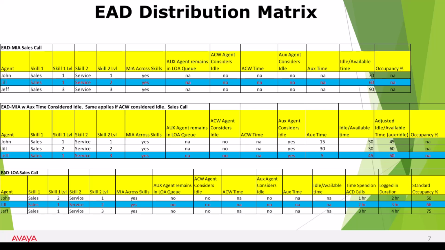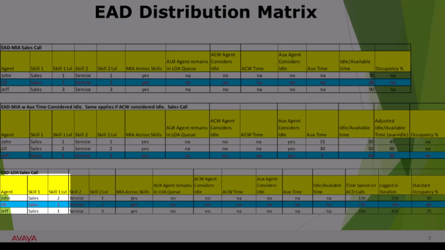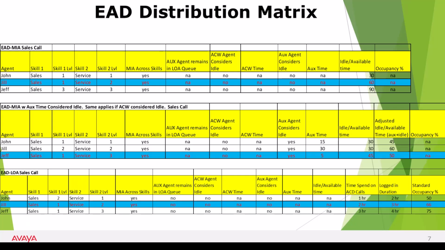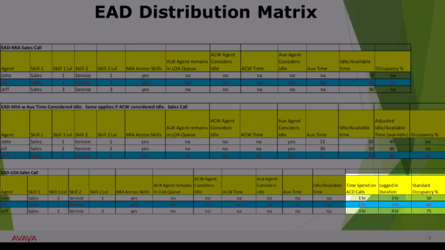LOA, same deal. Separate your buckets. Look at the levels first. Go down. And in this case, Jill and Jeff both are assigned level 1 for sales. And then I do my math and look at this. It's pretty straightforward. I'm comparing 66% versus 75%. The one that's done the least amount of work is Jill. Ignore John because he's a level 2 for that skill.